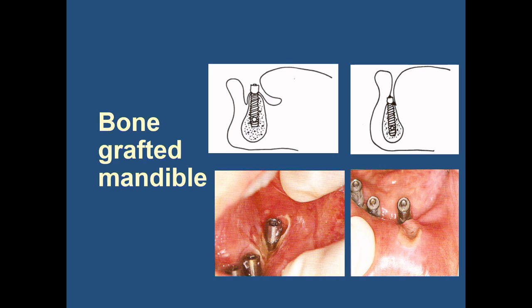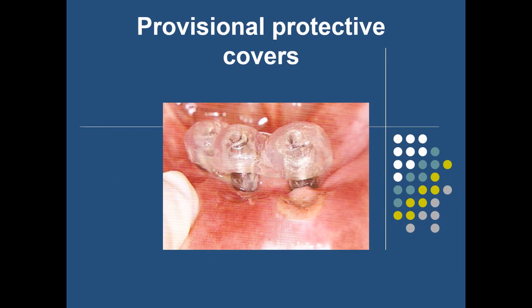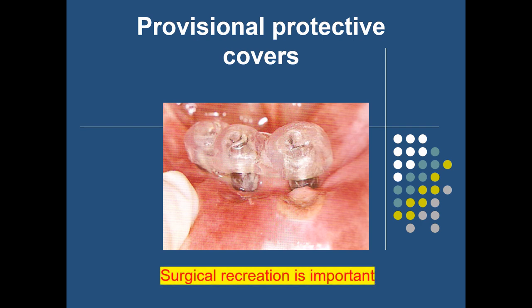The provisional protective covers are fabricated to fit over the abutments, which protects the soft tissues from the sharp edges of the implant abutment, thereby avoiding soft tissue trauma and inflammation and infection to an extent. But again, it will be difficult for the patient to access for hygiene procedures, and that can complicate the soft tissue problems. So the ultimate solution to this issue is surgical recreation of vestibular depth, both buccally and lingually.